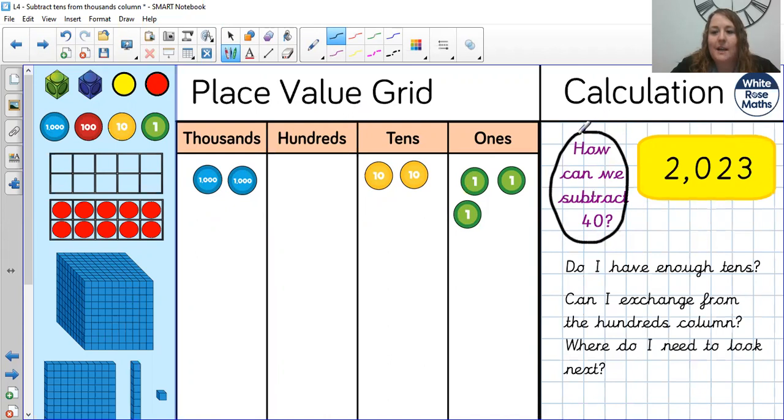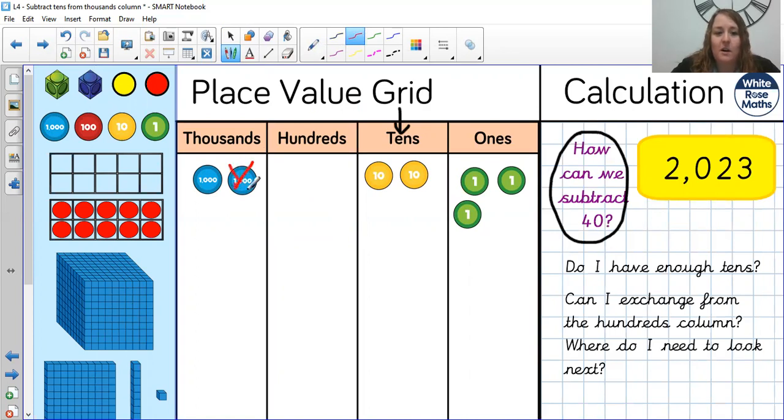we're going to be subtracting tens numbers and we are going to be subtracting 40. So I'm going to look in my tens column first of all. Do I have enough? No, and with lots of these questions, we never have enough, so we are going to have to exchange. But can I exchange from my hundreds column? No, because there aren't any in there. So what do I now need to do? Hopefully you're shouting at me and telling me we need to exchange.